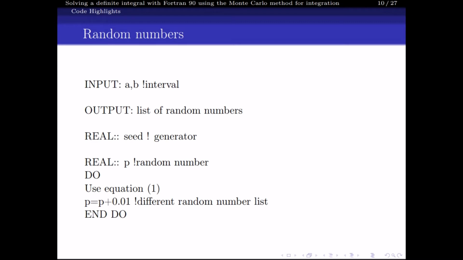An interesting subroutine in our code was the one that generated the random numbers. We used equation 1 to generate the sequences of numbers, and with each run, we changed the value of p by adding 0.01 so that the list of numbers was different in each run.